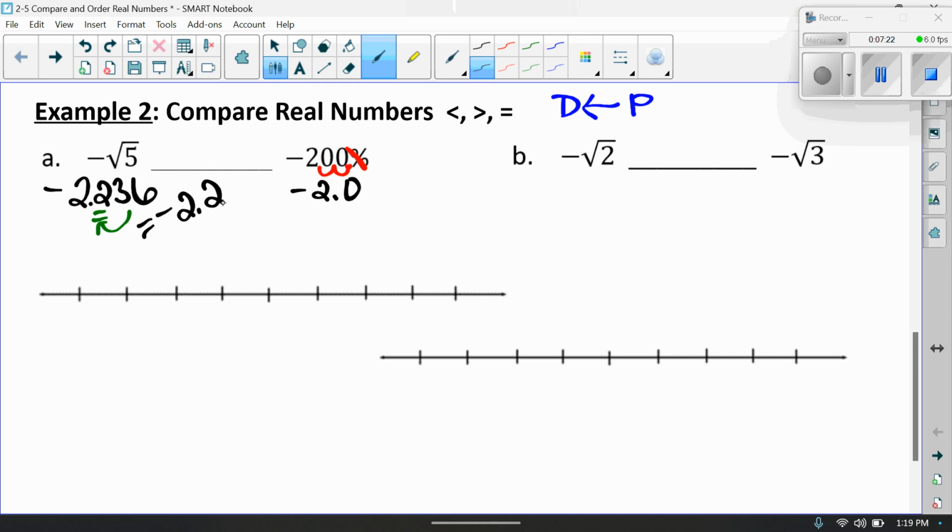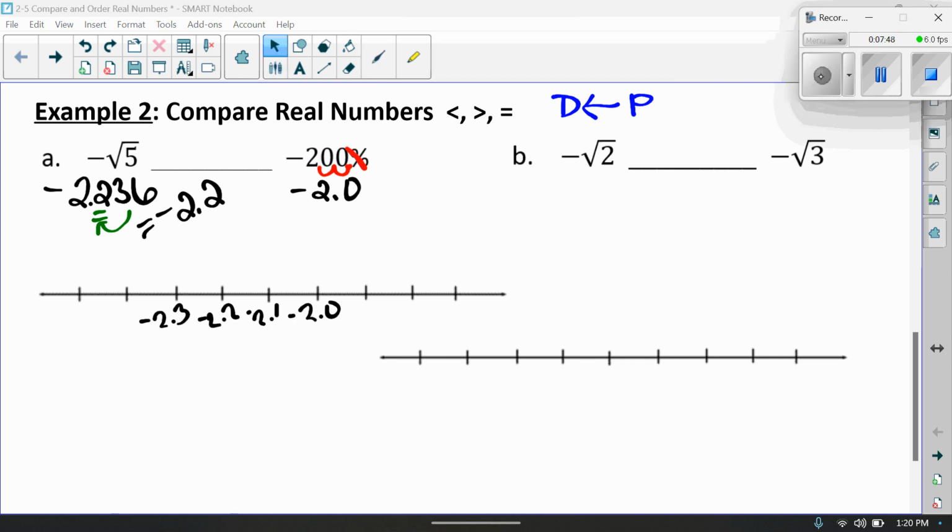So now we want to put these on the number line. Oh, we got to compare, right? Do you want to compare after we put on the number line? All right. So if they're both negative, how am I going to put these numbers on the number line? From right to left. Very good. So let's start over here with 2.0. So here I have negative 2.0, negative 2.1, and so forth.